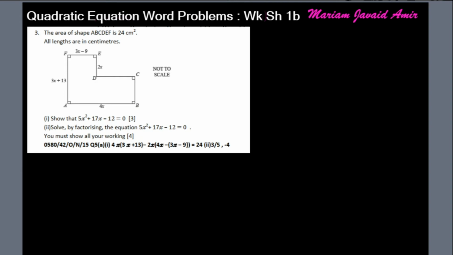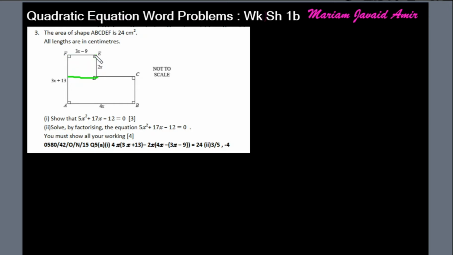Question number 3. The area of the shape is 24 centimeters square. All lengths are in centimeters. Show this equation. So we're given the area of this shape. Now this is a compound shape. Let's break it into two rectangles. This length is 2x, this width is 2x minus 9.